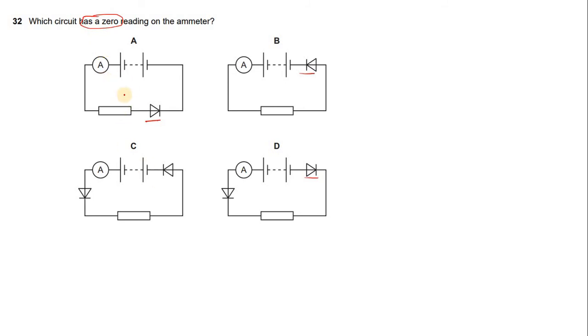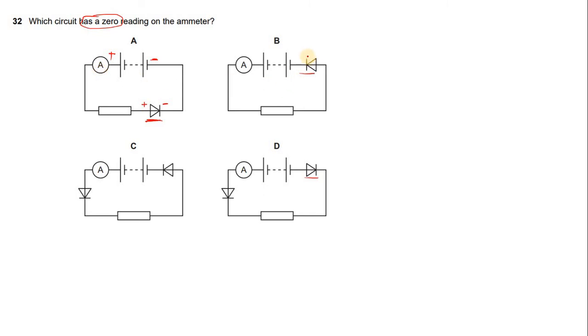So diagram A, you see this is the negative terminal of the diode and this is the positive terminal of the diode. The negative terminal is directly connected with the negative terminal of the battery, and the positive is connected through the resistor to the positive. So positive with positive, negative with negative, the diode is in forward bias. So it will allow current. So we have some current in the ammeter.